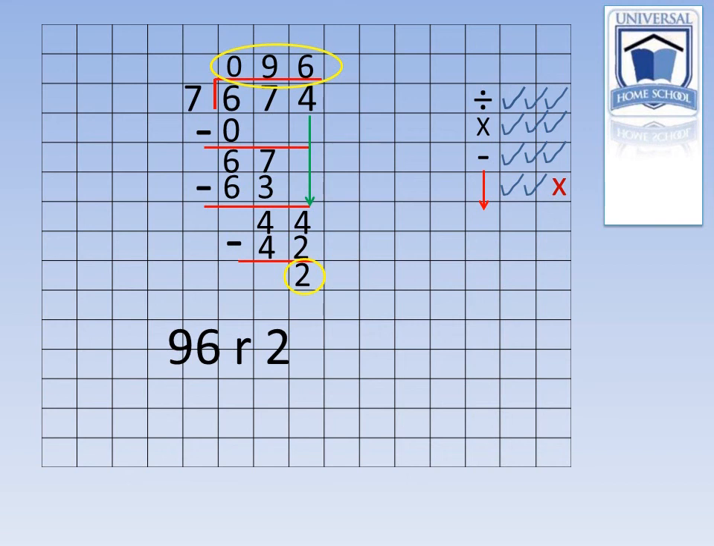Or we can be fancy, you know. We can take it a step further. Instead of saying remainder 2, we could put this 2 over the 7. So therefore the answer would be 96 and 2/7. So 96 and 2/7 would be our answer if we wanted to make this into a fraction. Or this is still correct as well. I mean, the answer is still 96 remainder 2.